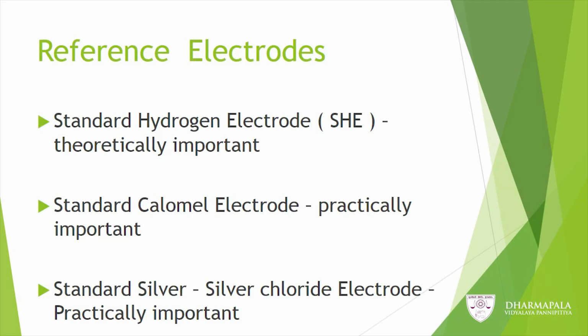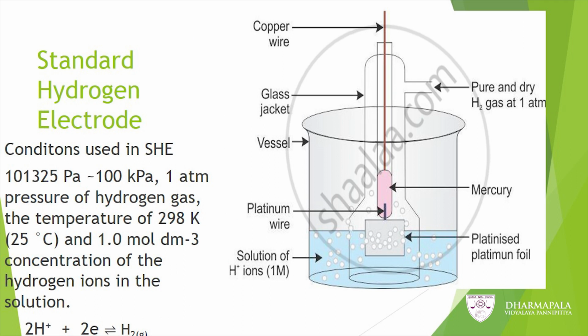There are 3 reference electrodes. Standard hydrogen electrode, it is theoretically important. Second, standard calomel electrode, and standard silver chloride electrode. Both of them are practically important. Standard hydrogen electrode: the conditions used in the standard hydrogen electrode are 100 kilopascal or 1 atm pressure of hydrogen gas, the temperature of 298 Kelvin, and 1 mole per cubic decimeter concentration of the H plus ions in the solution.